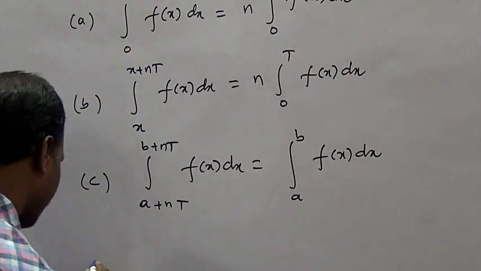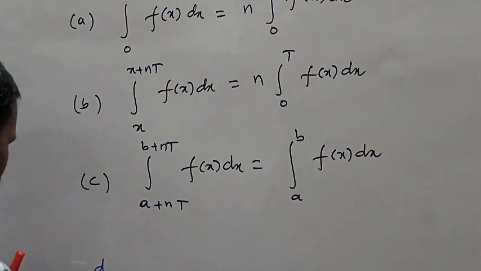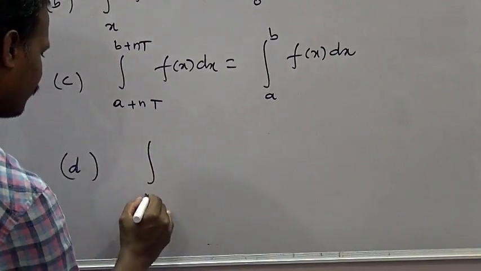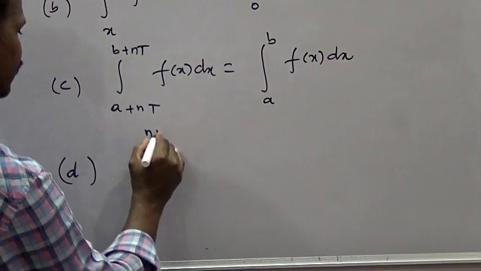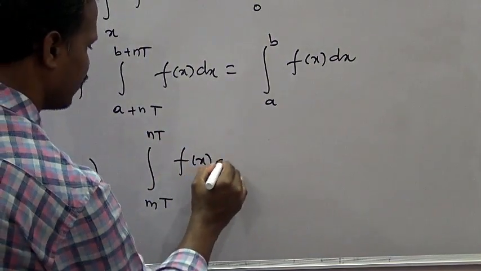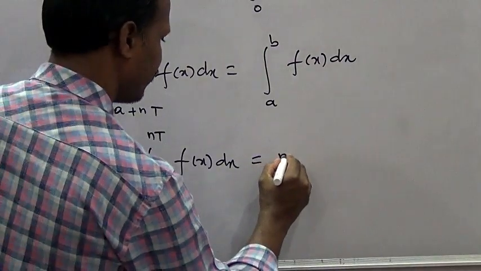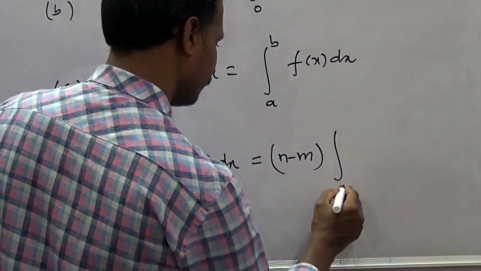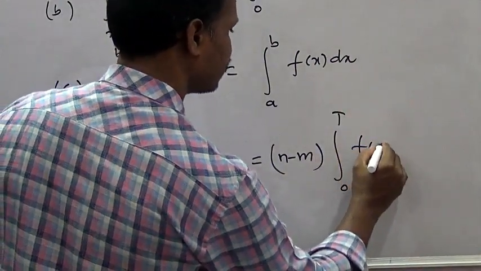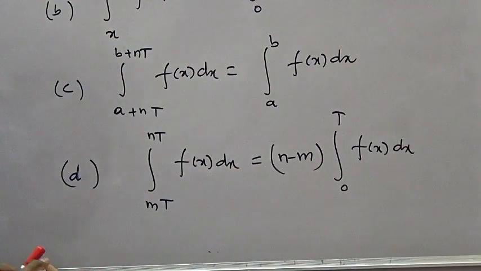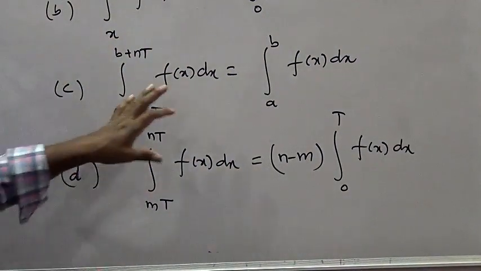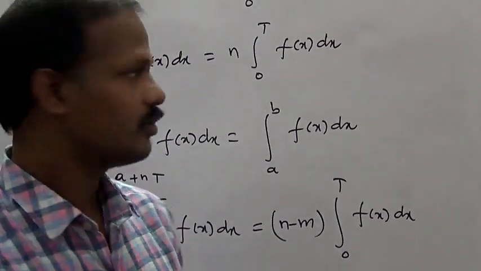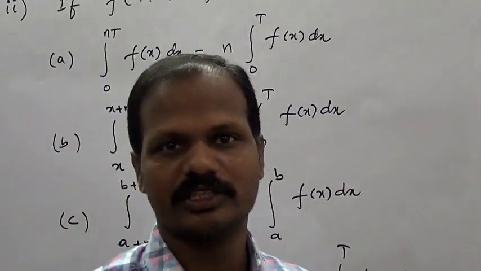Okay, next property. Integral from mt to nt f of x dx equals n minus m into integral from 0 to t f of x dx. So these are all the properties for a given periodic function of period t. We will give some examples on these properties.